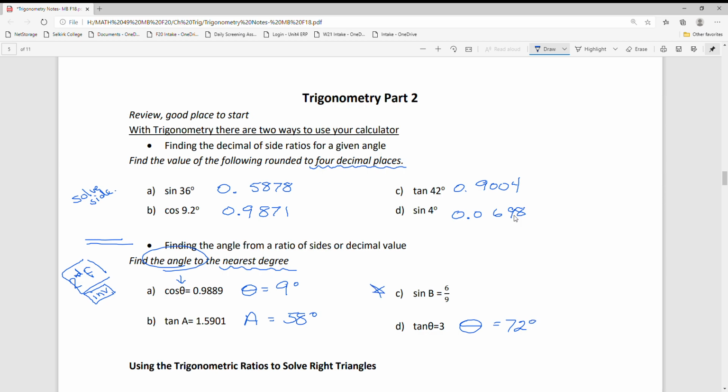And I did C last because C is honestly the most useful one for us moving forward in today's notes and class. And so when you do this one, you actually have to put in the length of the two sides here. And so in that one, make sure that you can run your calculator and get that angle B is 42 degrees.